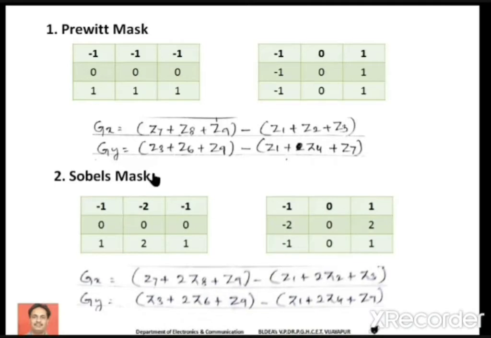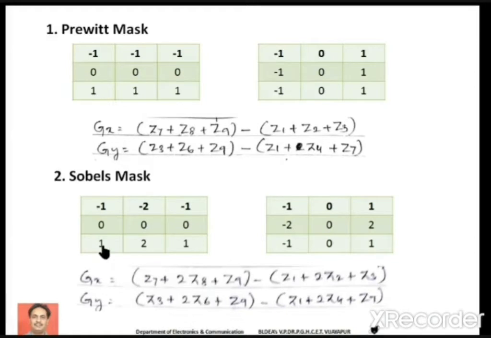If you compare Sobel's mask with the Prewitt mask, the difference is that the middle value is 2. The first row is -1, -2, -1 and the last row is 1, 2, 1. Similarly, for the second mask, to calculate the gradient along y direction, we use -1, -2, -1, 1, 2, 1. Now by using these masks, we must be able to write gx and gy. The difference is that this is Z7 plus 2Z8.